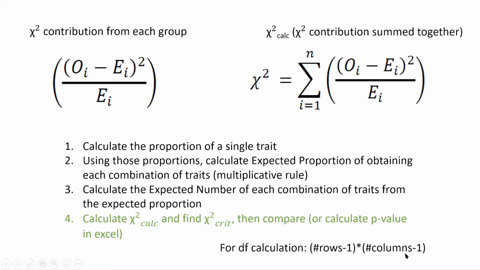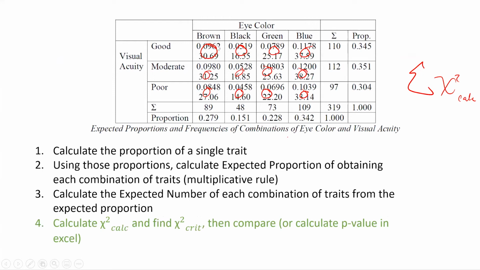For degrees of freedom, when looking up your critical value, it's actually a lot simpler. It's just the number of rows minus 1 times the number of columns minus 1. So here we've got 4 columns, so 4 minus 1. We've got 3 rows, so 3 minus 1. Our degrees of freedom for this problem is 3 times 2. So it's a lot simpler to find the degrees of freedom for homogeneity and independence compared to goodness of fit.